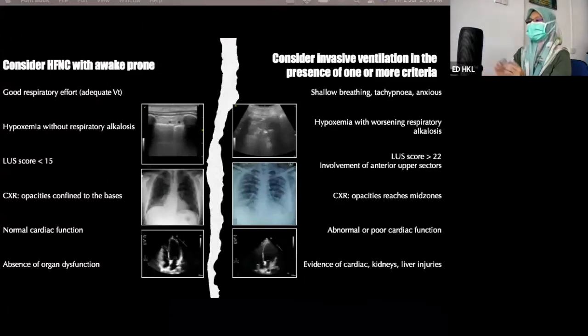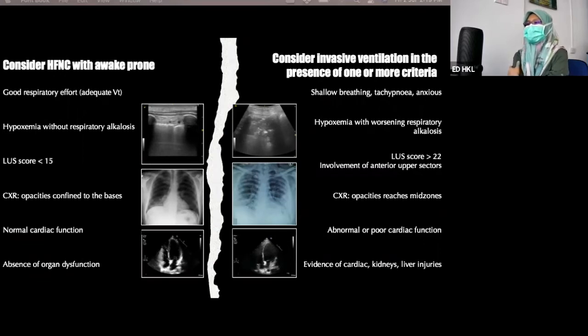So apa clue dia? The shredded white line there in the middle is the separation point between invasive and non-invasive oxygen therapy. You have to consider invasive ventilation in the presence of one or more criteria. The patient clinically has shallow breathing, is tachypneic and anxious. On the ABG, you find hypoxemia with worsening of respiratory alkalosis. It is not acidosis, but alkalosis. Lung score of more than 22. When you scan the lungs, there is involvement of the anterior and upper sectors of the lungs. On chest X-ray, the opacity extends up to the mid zone. This is very important: poor cardiac function, and also evidence of other organ injuries. So you have to consider invasive intubation.